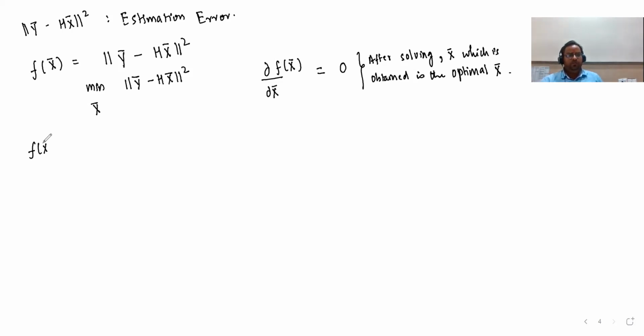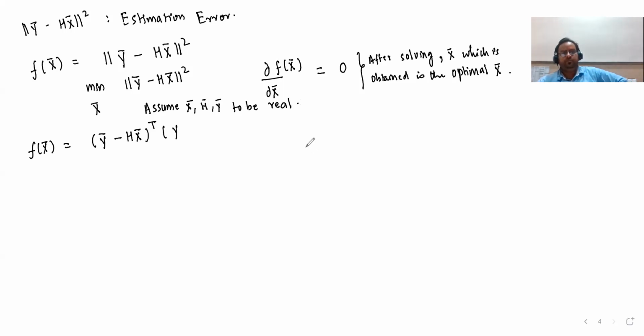Our function f(x) can be written, as the square of the second norm, as y bar minus Hx bar, transpose, multiplied by y bar minus Hx bar. We have complex variables here, but for our calculations as of now, we assume x, h, and y to be real.